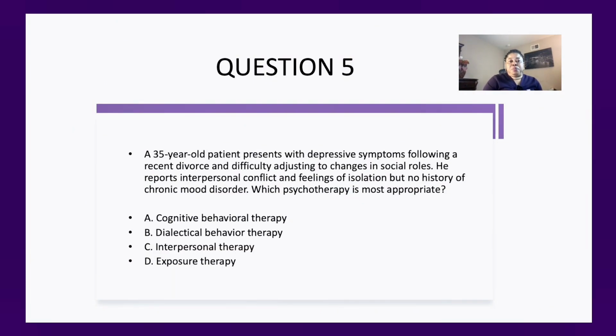A 35-year-old patient presents with depressive symptoms following a recent divorce and difficulty adjusting to changes in social roles. He reports interpersonal conflict and feelings of isolation, but no history of chronic mood disorder. Which psychotherapy is most appropriate? A. Cognitive behavior therapy. B. Dialectical behavior therapy. C. Interpersonal therapy. And D. Exposure therapy. From what we have read, what do you think is the best answer for this?